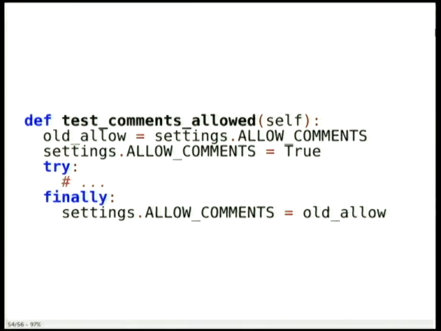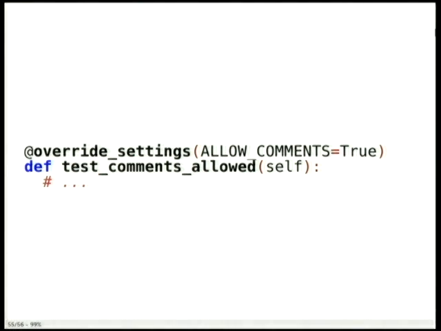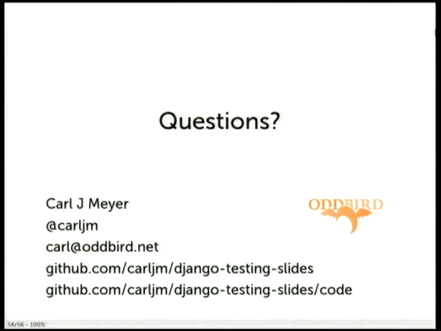You could use mock, that would be a better solution than this. In Django 1.4, you don't have to use mock because we actually have an override settings decorator that handles this particular case quite well. So that can make some of your tests nicer. That's all I got.